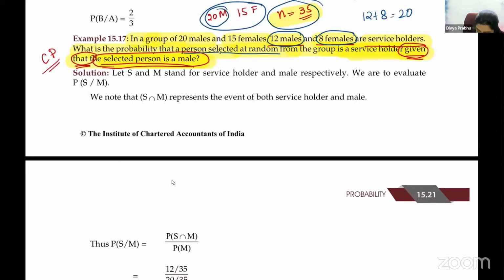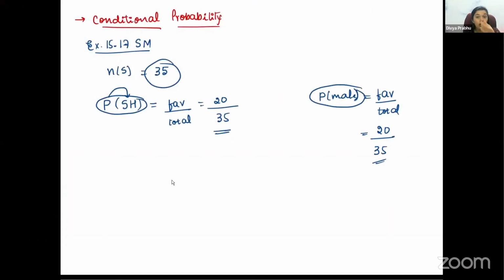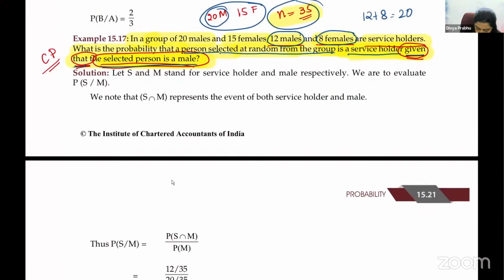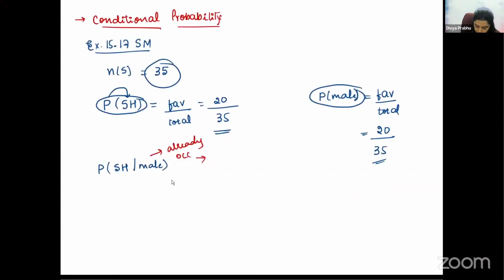The person selected at random from the group is a service holder, given that the selected person is a male, which means you already know that the selected person is a male. So, the already known event comes after the slash, correct? So, we want the probability of SH given that he is a male. This is the event which has already occurred, because they have said here that the selected person is a male.